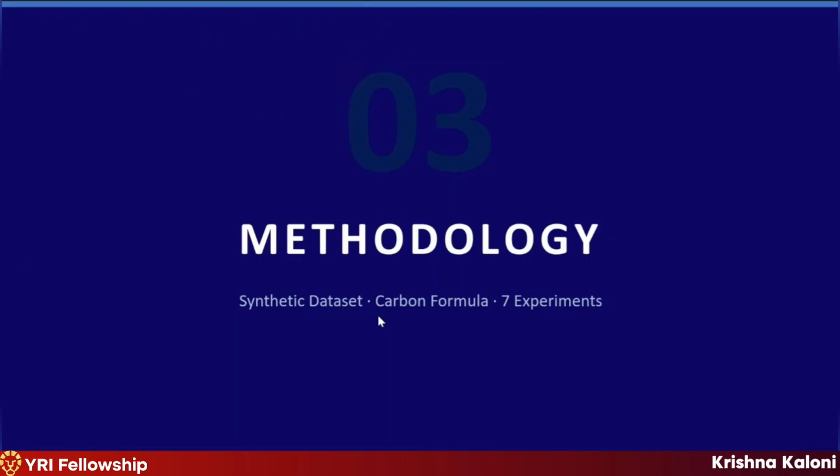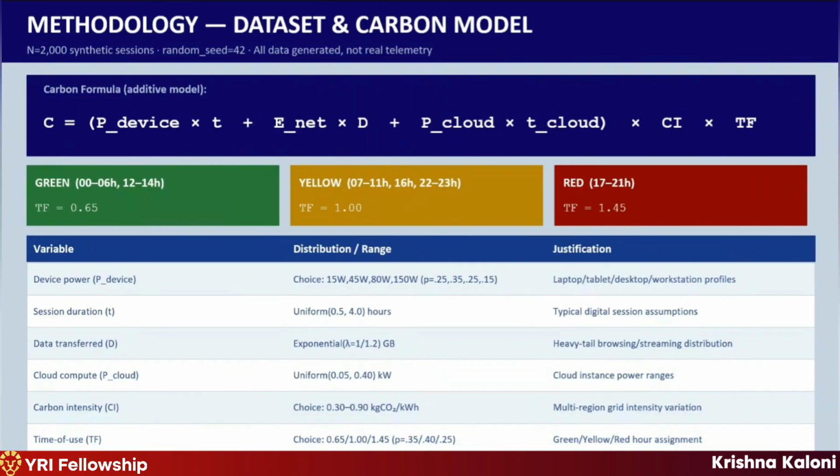Now, slide 7. The methodology. The synthetic dataset consists of 2,000 sessions generated with random seed 42 for reproducibility. The carbon formula is additive, where CI is carbon intensity and TF is a time-of-use factor assigned by hour of day: 0.7 for off-peak hours, 1 for standard hours, and 1.45 for red peak hours in the evening.